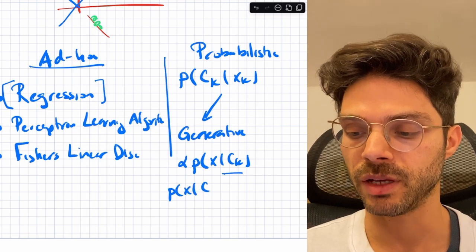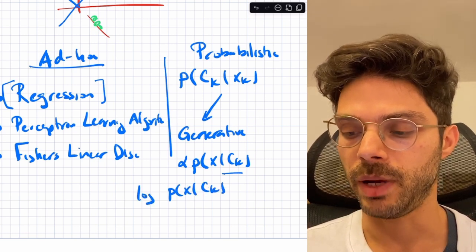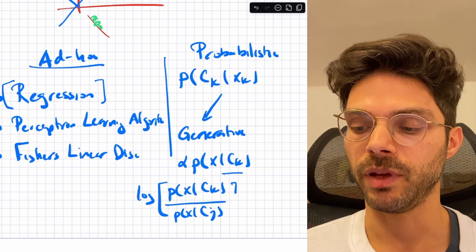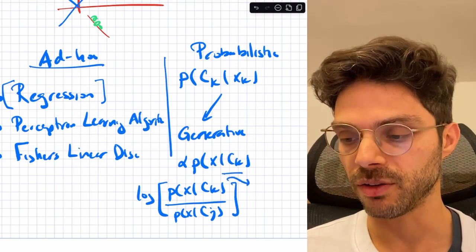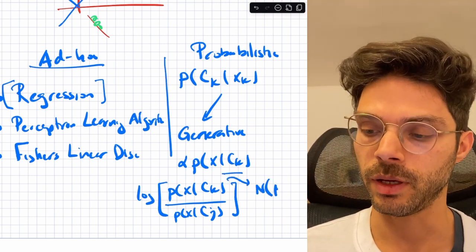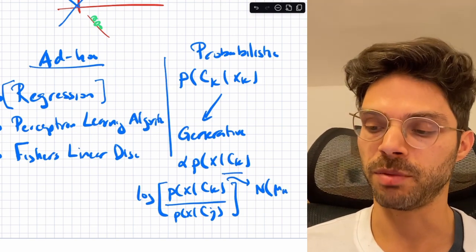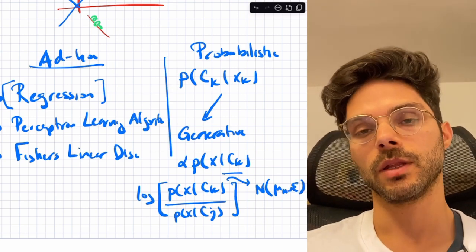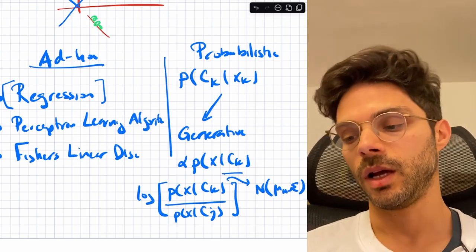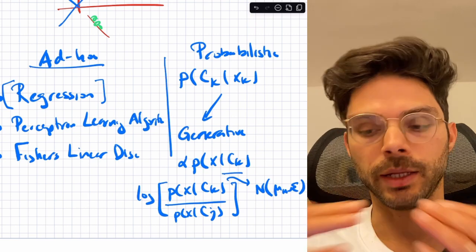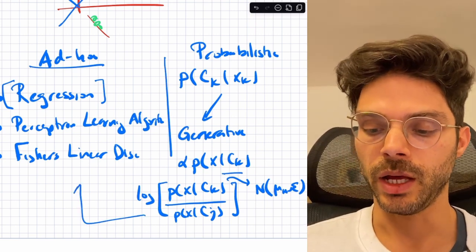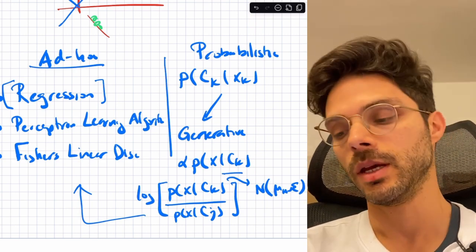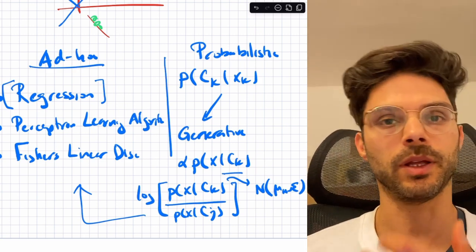So, log of P of x given ck, minus log of P of x given cj. If both of these are coming from a multivariate Gaussian with a class-specific mean but the same covariance, then when you look at this ratio, the covariance terms, the quadratic terms, disappear, and you get a linear decision boundary. So that's a way of interpreting some of these more ad hoc approaches. You can actually see them as instances of a probabilistic model, with all the advantages that brings.